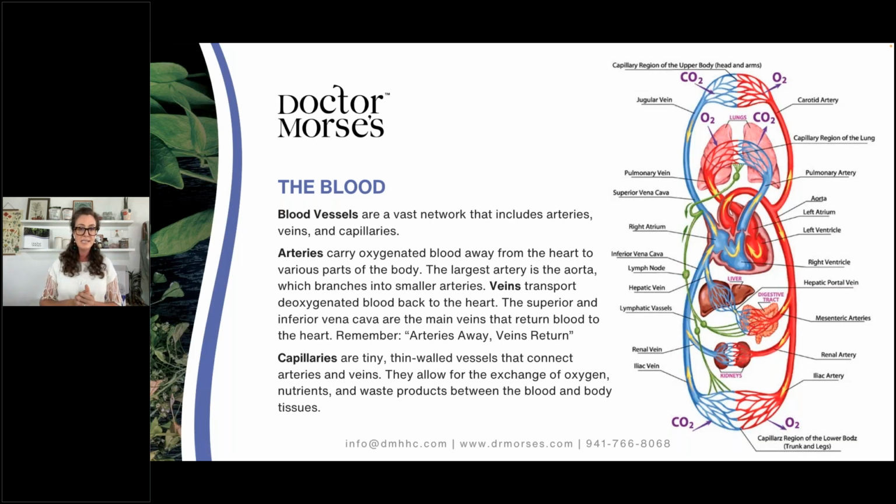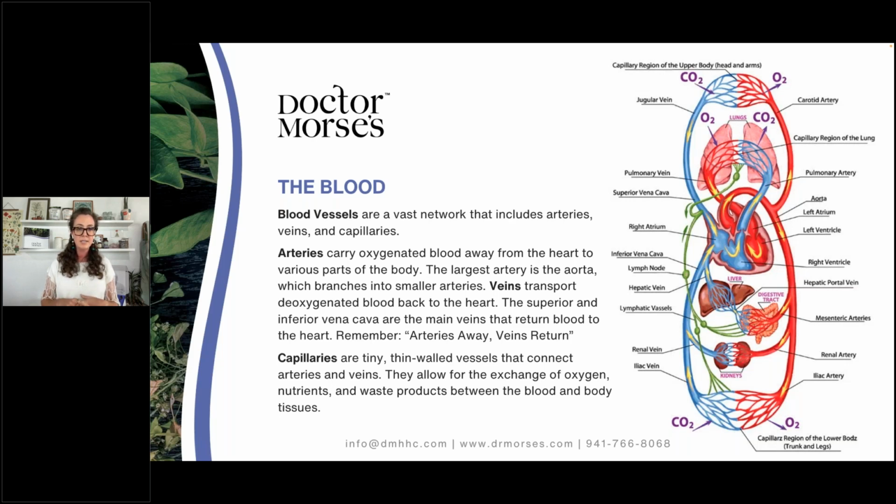Okay, capillaries. These are the tiny little capillary beds. These are thin-walled vessels that connect arteries and veins. Okay, so this is the capillary zone. This is really the critical zone for all the good stuff that we talk about with removing acidosis from the body, with getting lymphatic flow going. It's all happening in the capillary beds, and we'll get more into that soon.